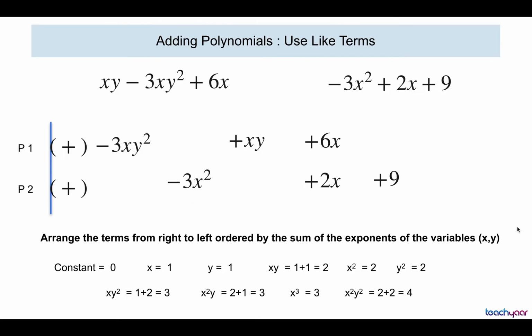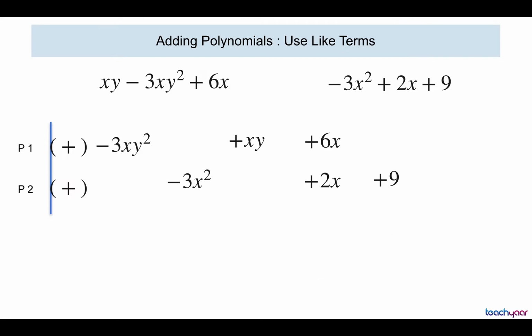So you arrange in that order where you have the constant term to the right of the paper, and then as you move towards the left, you move in the direction of increasing sum of the exponents. Okay, so let's just now add this. We have arranged it.